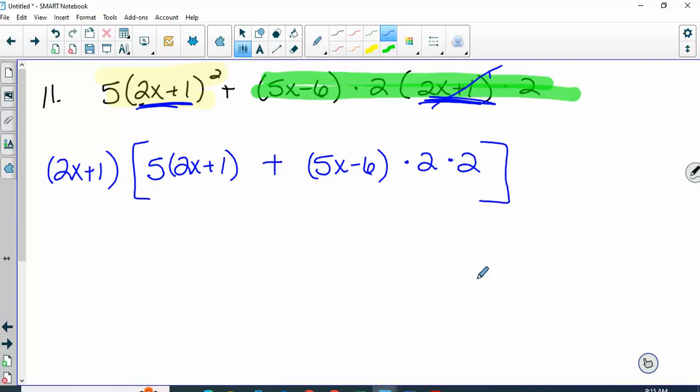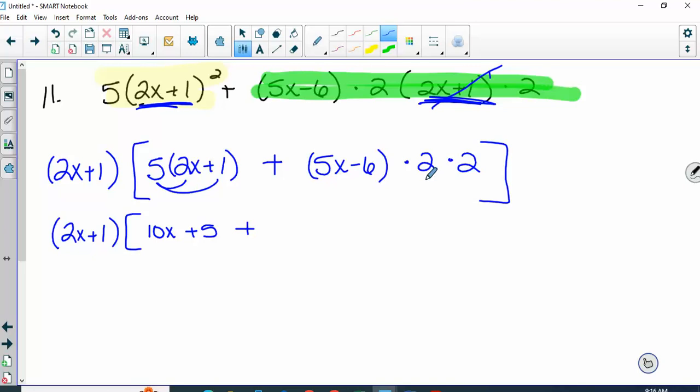Could we leave our answer like that? Technically, yes. I just said to factor it. Could we clean it up? Yeah, it really wouldn't be too hard now, would it? So if I distribute this, 5 times 2x is 10x plus 5.